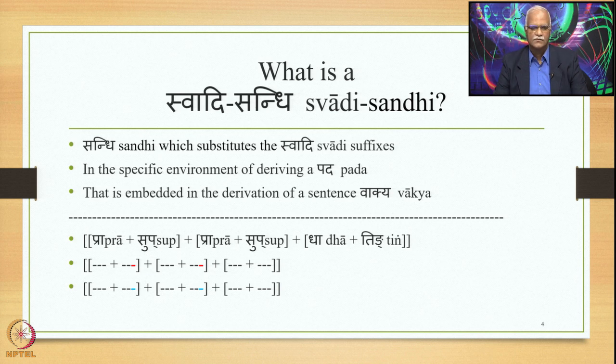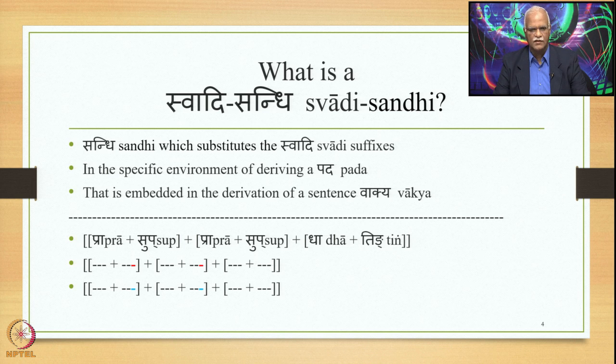These three square brackets within the two represent the padas. Each pada internally is composed of a prakriti and a pratyaya with the plus sign indicating the combining of both of them. So the prakriti and the pratyaya make up a pada and the padas make up a sentence.